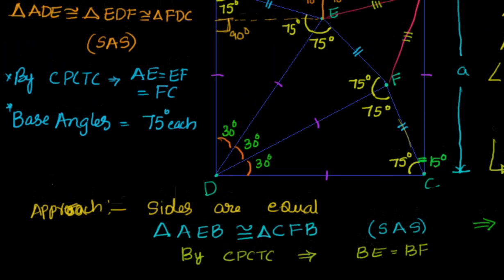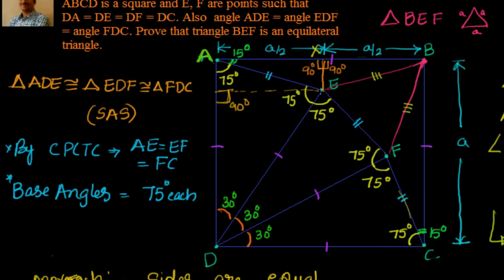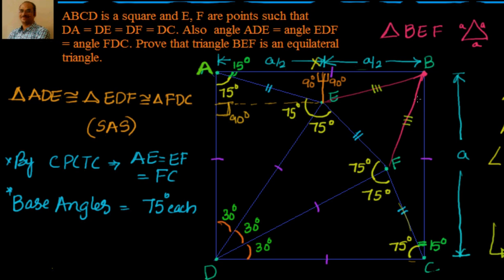Okay, after that, we have seen that triangle AEB and triangle CFB are congruent to each other. How? We know that they have a side angle side common, because this angle is 15 degrees. The total is 90 degrees, so this is 15 degrees each. We know that by CPCTC, we know BE is equal to BF. So we have to prove equilateral triangle. We are okay up to isosceles triangle.